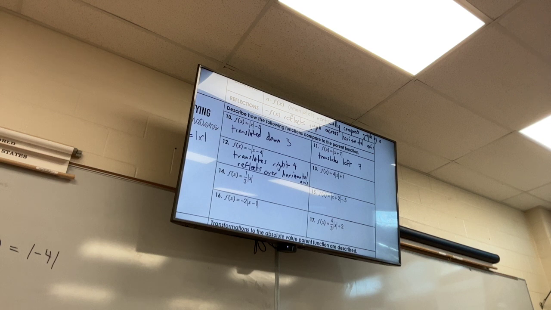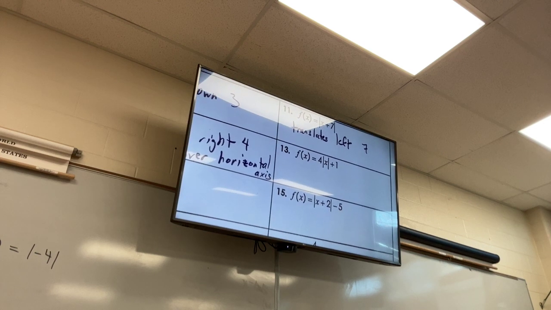Number 13, I have a multiplied by 4, and I did a plus 1 outside my absolute value. So what does that do? What happens with 13? Dilate. Yeah, it's going to dilate, so it's going to vertically stretch, right? Because it's greater than 1? Because it's greater than 1, yeah.